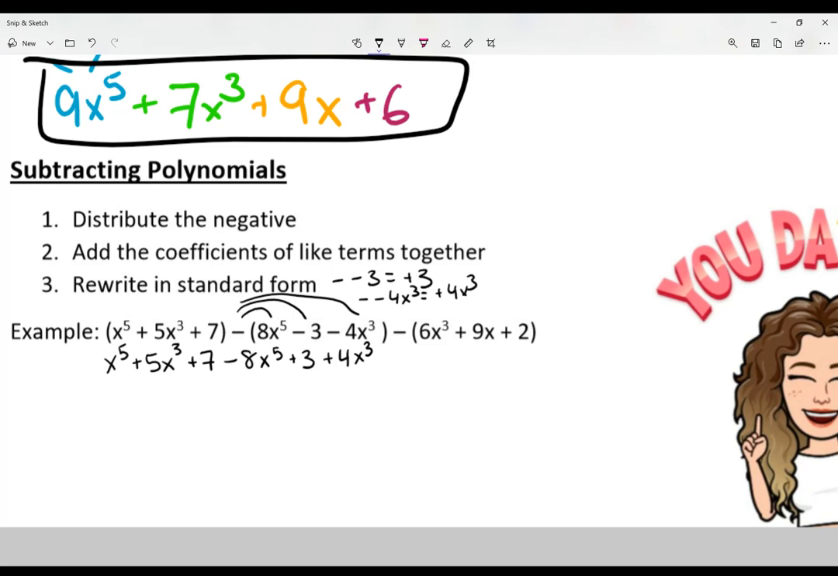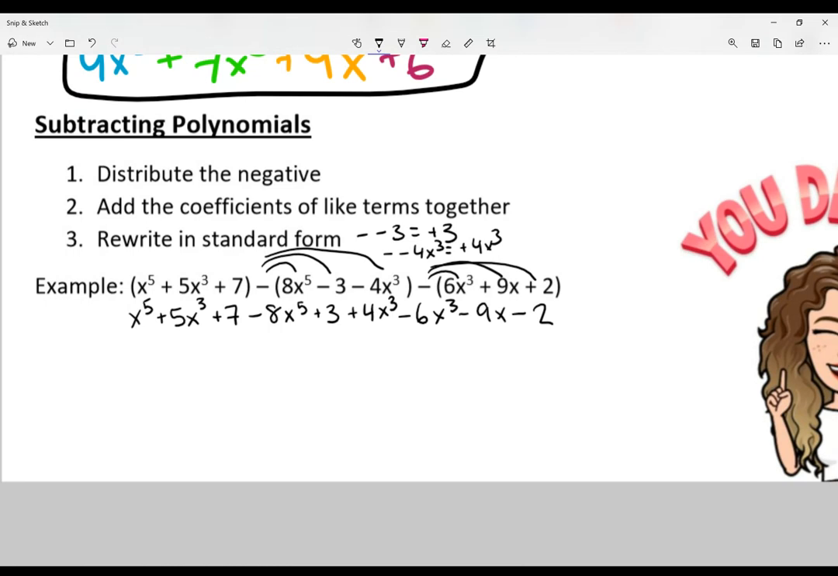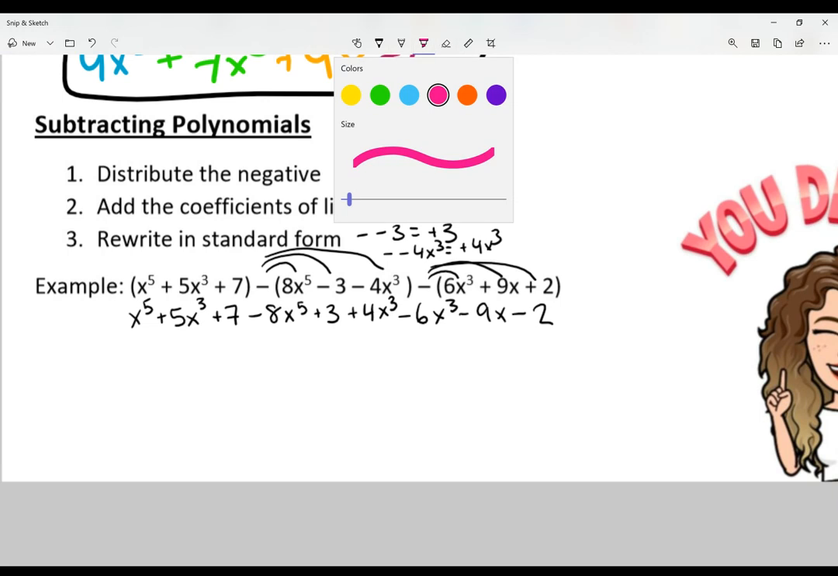We're going to subtract again here. We do minus 6x cubed, minus 9x and minus 2. We didn't need to do any changing of signs because these were all positive, so we just subtracted them. When you subtract a negative, we have to add. And now the process is the same as we did up top.